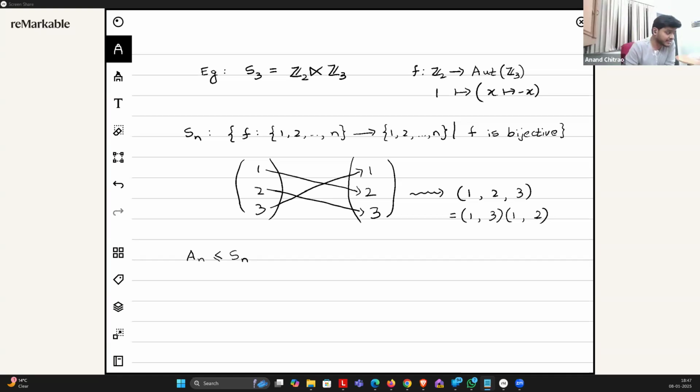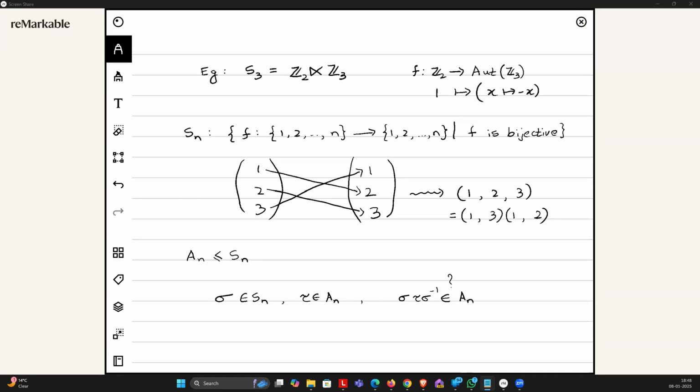These are really interesting properties. So let me tell you one of the properties of An. If you start with any sigma in Sn and any tau in An, I might ask the question: sigma tau sigma inverse, does this belong to An? This is a question. So what's your answer? Yes, it does.